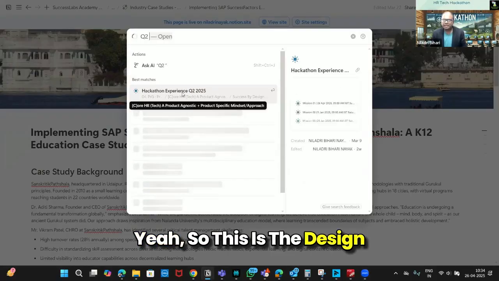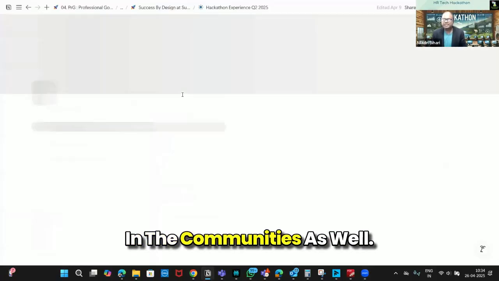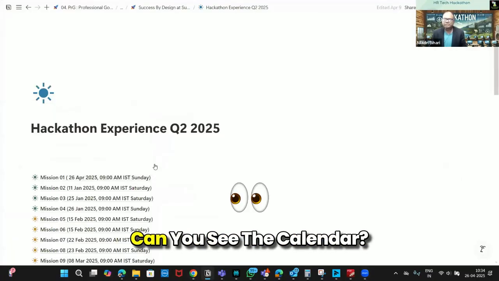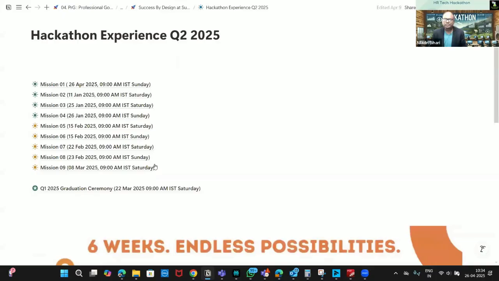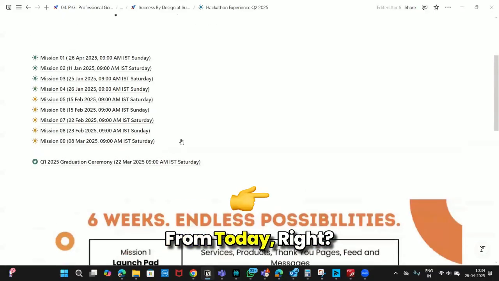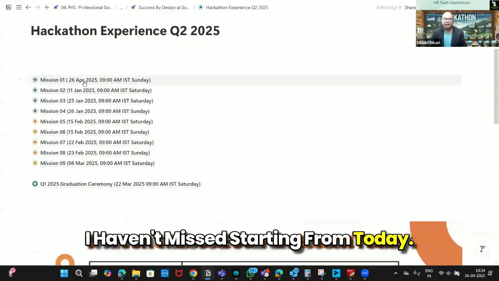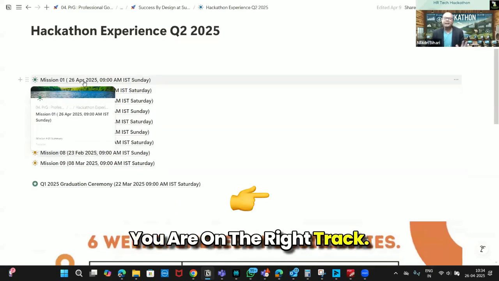Yeah, so this is the design which I have done. I will be publishing it in the communities as well. This is the timeline. Can you see the calendar? It's starting from today, right? I haven't missed anything. Starting from today, you have not missed anything. You are on the right track, at the right time.